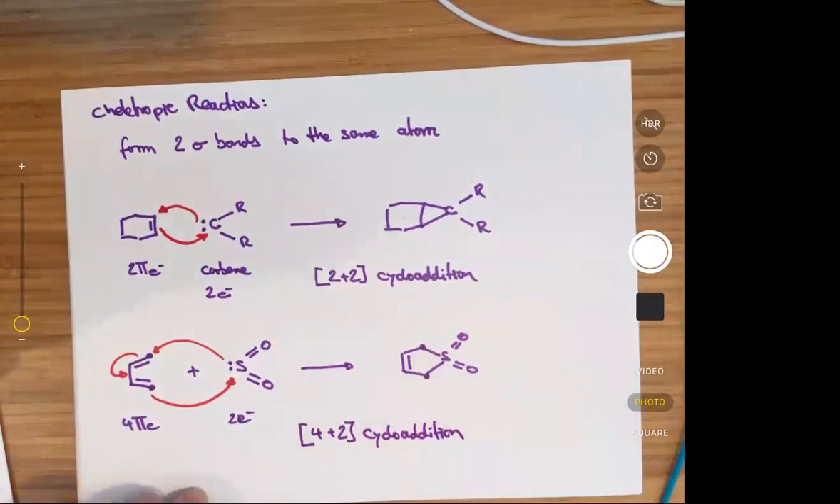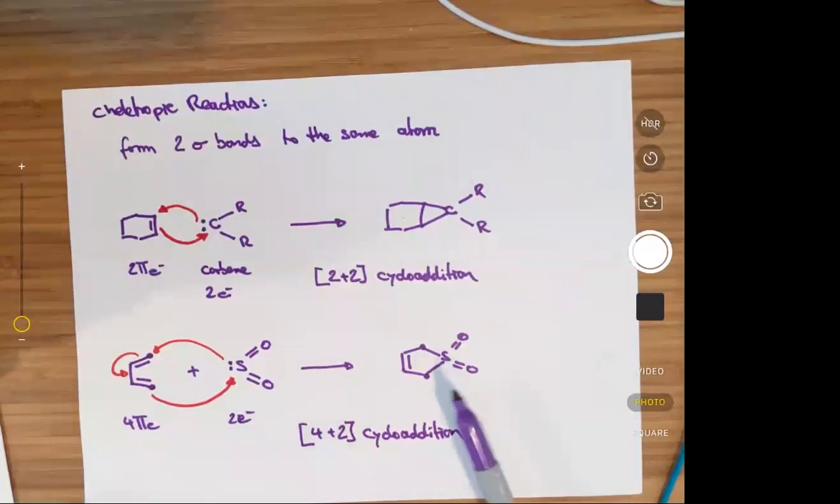Right? So among all the cycloaddition reactions, the chelotropic reactions are a subcategory that just distinguishes itself by forming the two new sigma bonds to the same atom rather than to opposing ends of an extended pi system. So that's basically the only key distinction for these reactions.